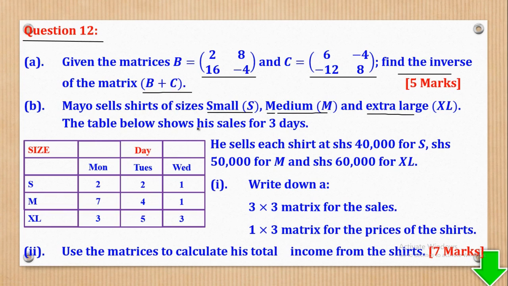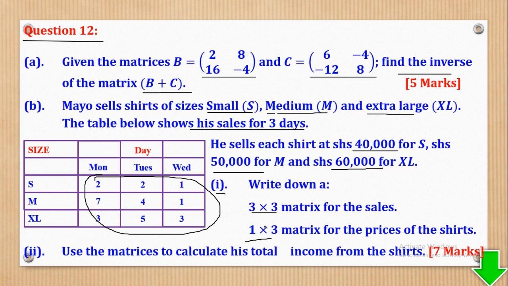The table below shows his sales for 3 days. So these are the sales for 3 days. That is Monday, Tuesday, Wednesday. He sells each shirt at shillings 40,000 for small, and shillings 50,000 for medium, and shillings 60,000 for extra large. Roman 1. Write down a 3x3 matrix for the sales, a 1x3 matrix for the prices of the shirts. And Roman 2. Use the matrices to calculate his total income from the shirts.